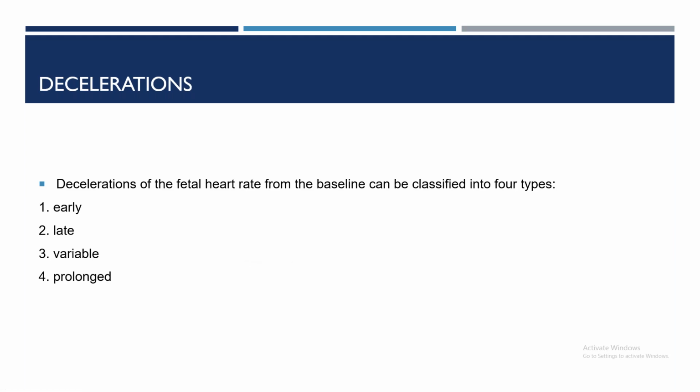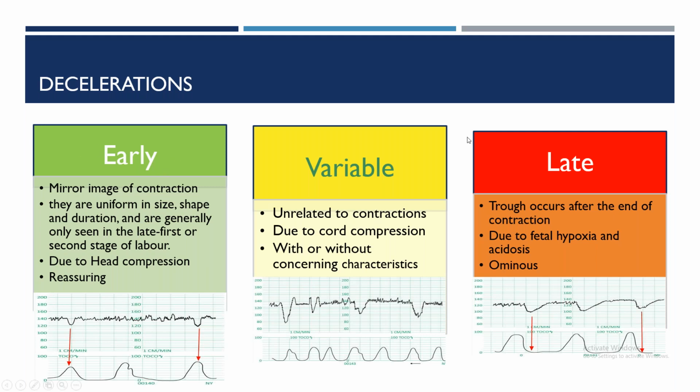Now deceleration, it is the exact opposite. It is the decrease in the baseline heart rate of more than 15 beats per minute, lasting for more than 15 seconds. Now these decelerations are classified into 4 types: early deceleration, late deceleration, variable deceleration, and prolonged deceleration. And I know most of us are scared of these decelerations, how to classify and interpret them. Correct? So we will see it one by one.